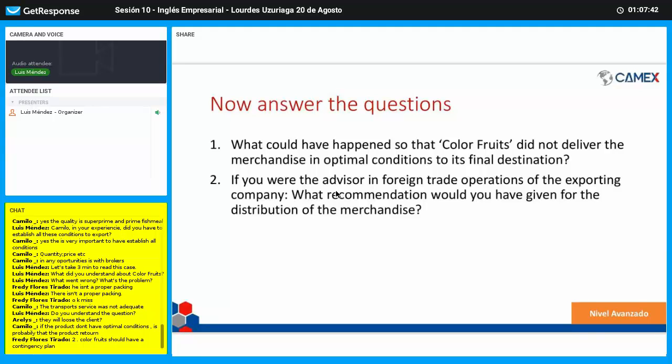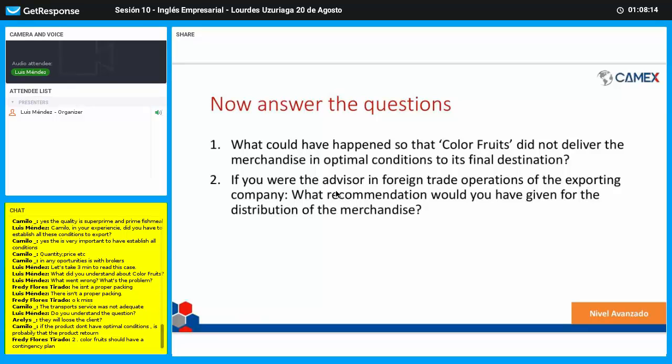And in question number 2, if you were the advisor in foreign trade operation of the sporting company, what recommendation would you have given for the distribution of the merchandise? Color Fruits should have a contingency plan. Yeah, like a plan B.